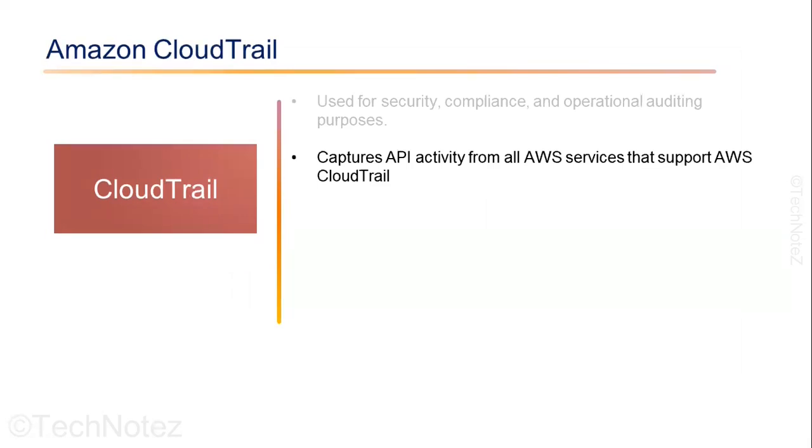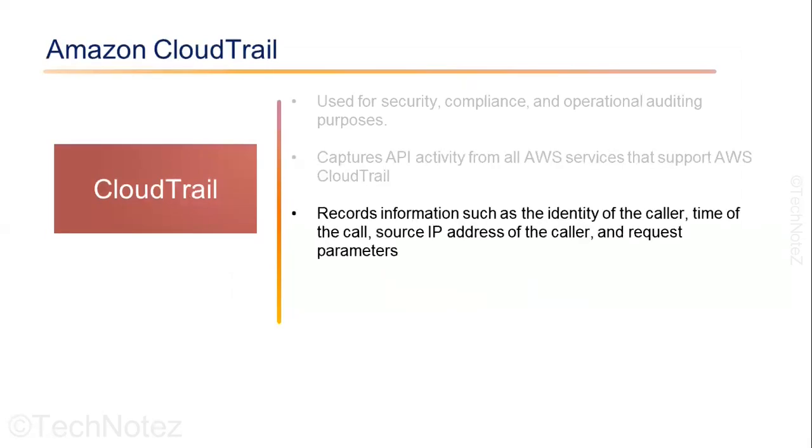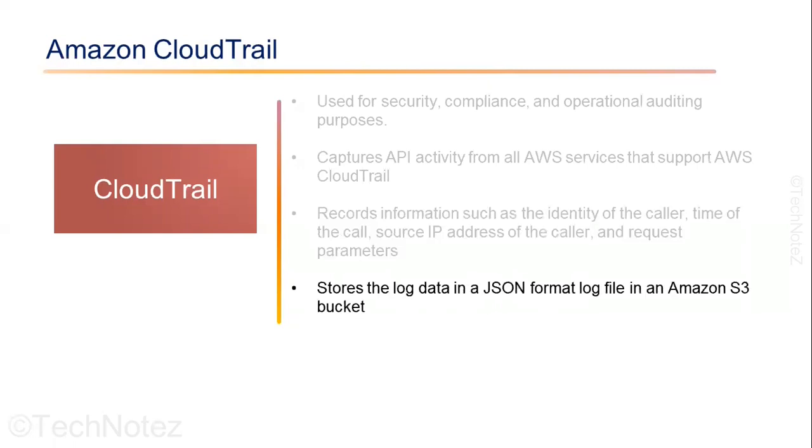many other AWS services. When an API is called, CloudTrail records the identity of the caller, the time of the call, the source IP address of the caller, and the request parameters. Like who made an API call to the AWS resources, what was the source IP address of the API call, what did the API call do, when did the API call occur, and what was the response to the API call. This information is stored in a JSON format log file in an Amazon S3 bucket, and that can be used for auditing purposes later.